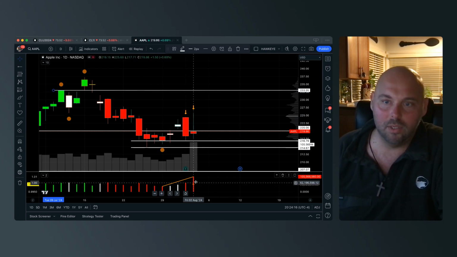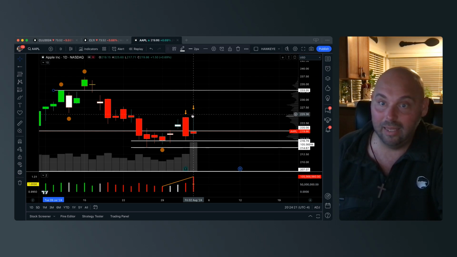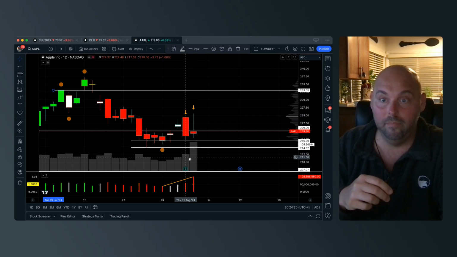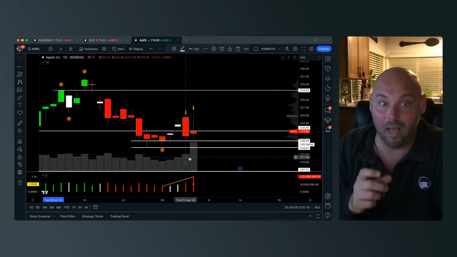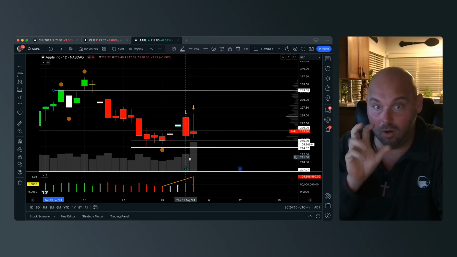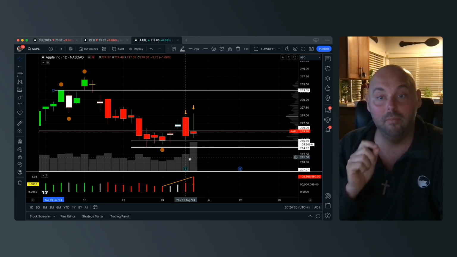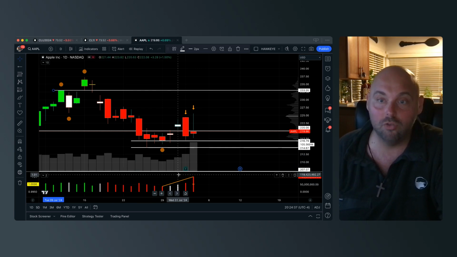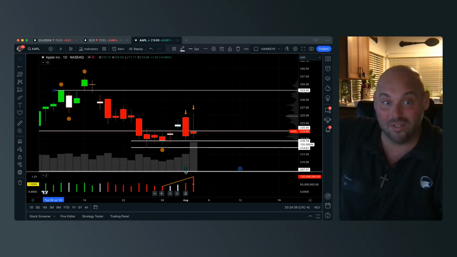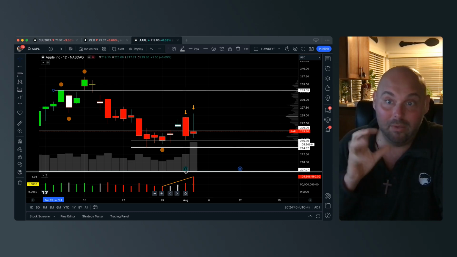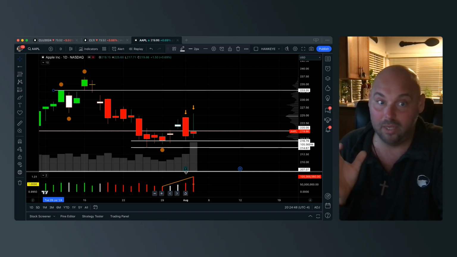But what's happening here is an increase in sellers and lack of advancement through support. That shows me that the buyers are absorbing the sellers, and the sellers are being unsuccessful in making a new low. If I see a strong increase in selling, I want to see a new low placed. If I don't see that, I now need to start to be concerned about a potential reversal.